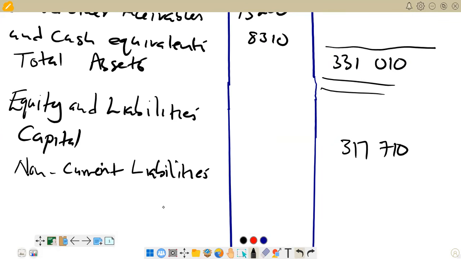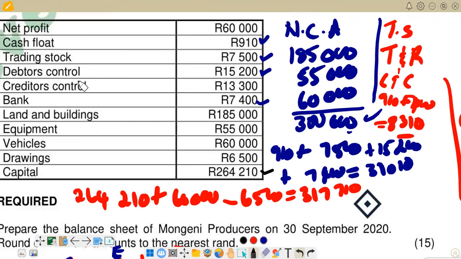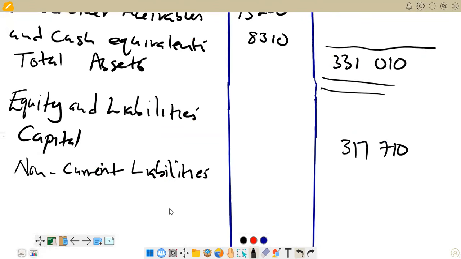So here, according to the question, we can go back to check if we've got such elements. We go there, we see that we start from net profit, go down. We see that we have no loans that are there to represent non-current liabilities. So we can just skip that section of non-current liabilities and leave it blank. Then now we go to current liabilities.